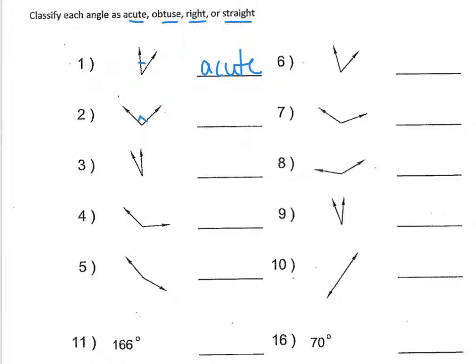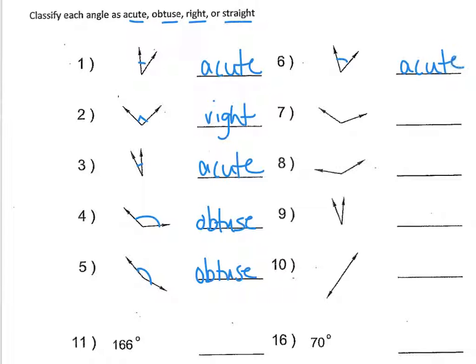Number 2, this looks like it makes a 90-degree angle, so I would call this one right. Number 3, this one's smaller than 90, so I would call that acute. This is bigger than 90, so that would be obtuse. This is bigger than 90, so that would be obtuse. Over here, this is smaller than 90, so this would be acute. This is bigger than 90, so this is obtuse. Bigger than 90, so this is obtuse. Smaller than 90 is acute. And this one is a straight angle, because it's a straight line.